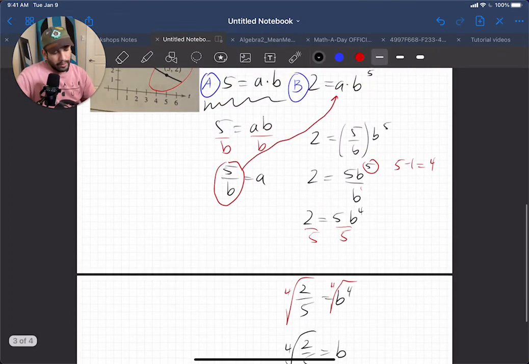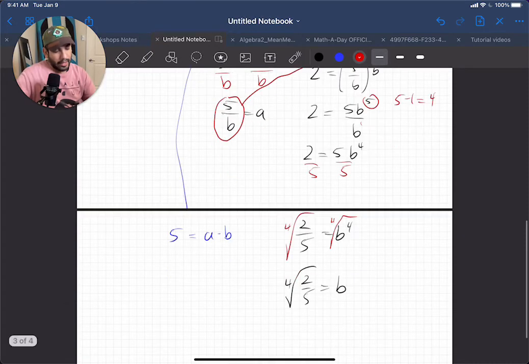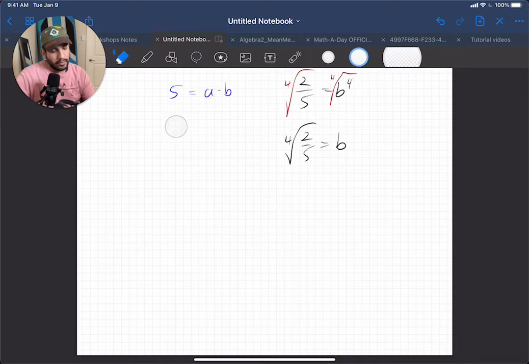So now I'm going to go back to my equation A. If you remember that, it's that value over here. So 5 equals a times b. Then what I can do is plug in the value of b in order to solve for the value of a. So I have 5 equals a times the 4th root of 2 to the 5th.